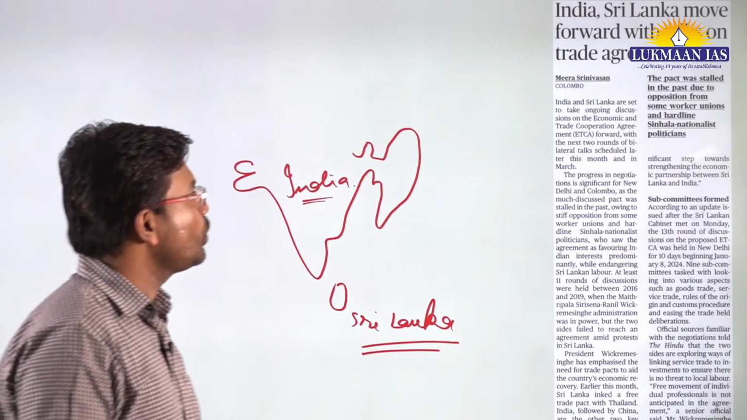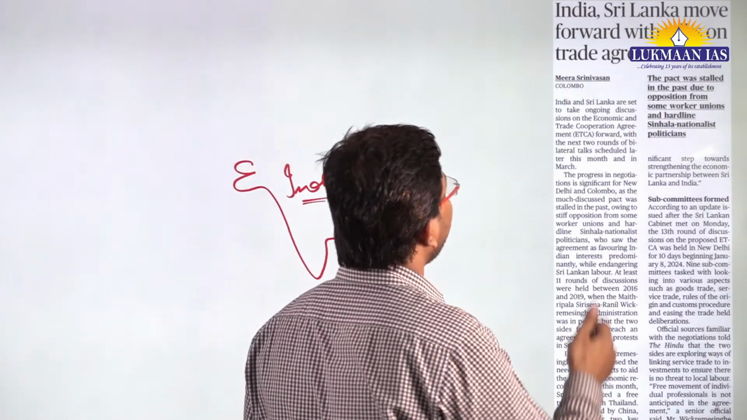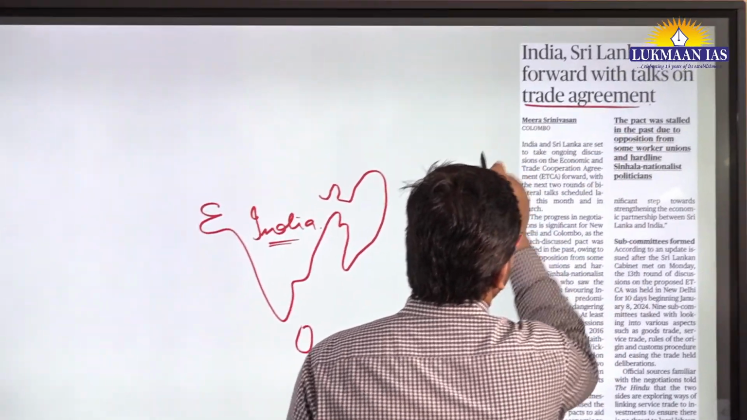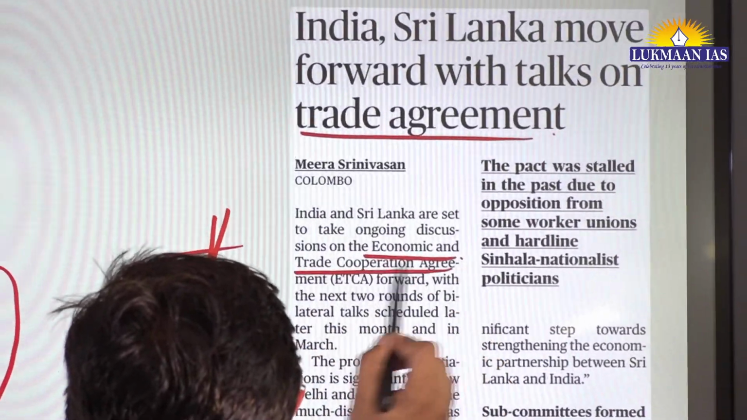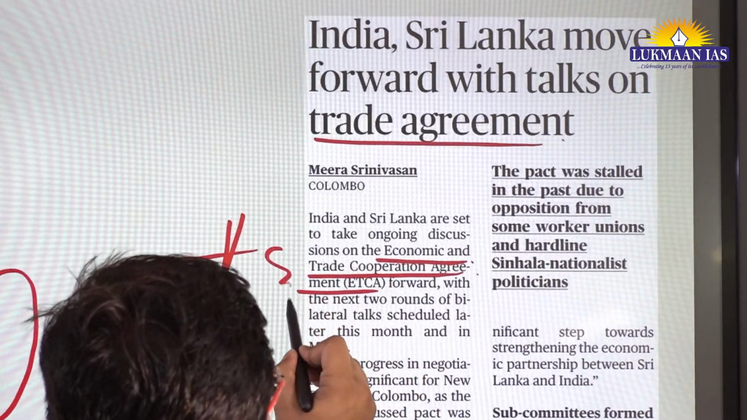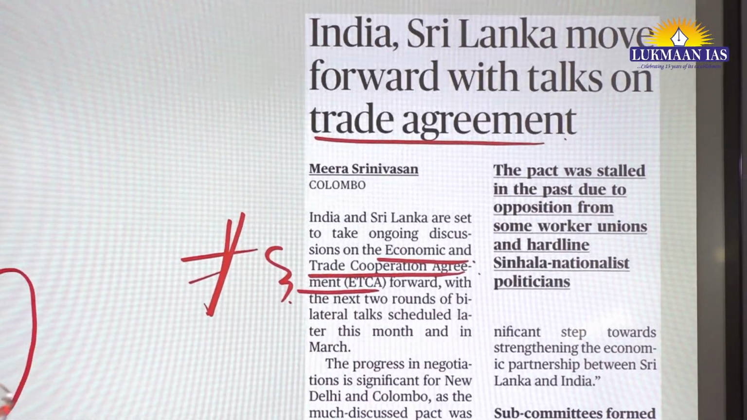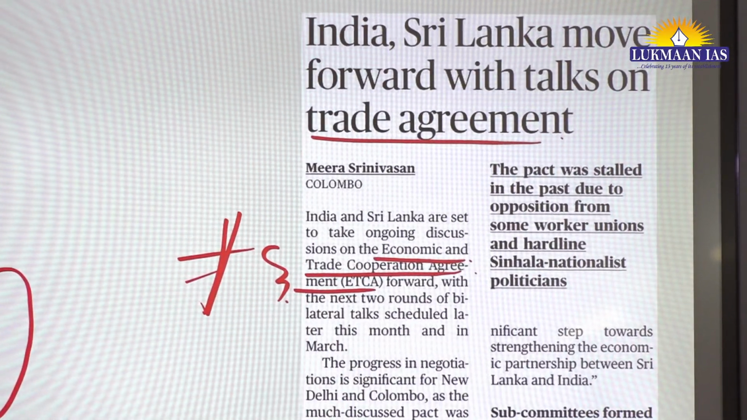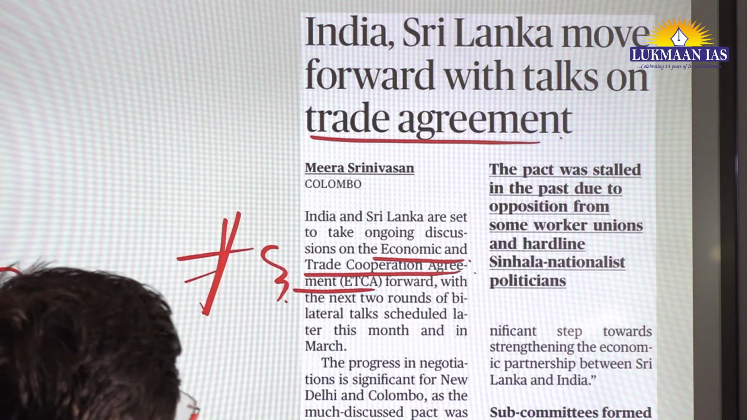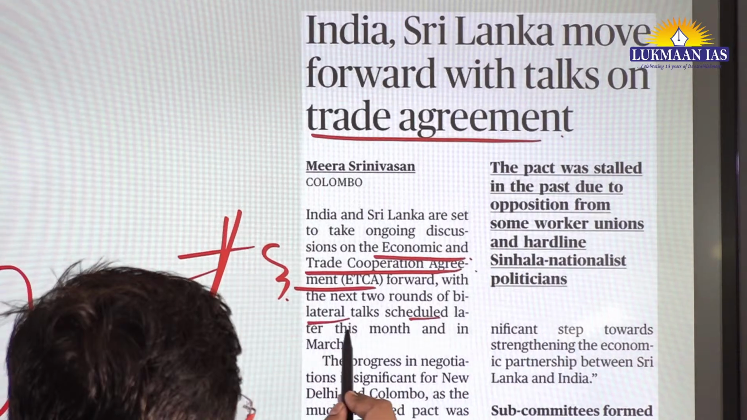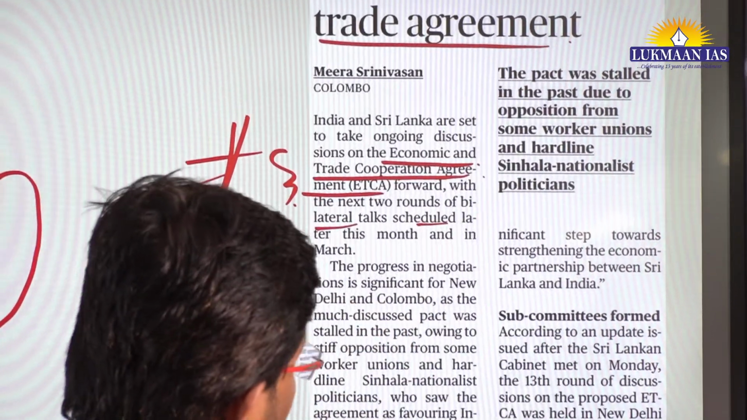So now these two countries have moved forward with trade agreements. And what is the name of the trade agreement? It is known as the Economic and Trade Cooperation Agreement. Okay, so they are going to start discussion on the Economic and Trade Cooperation Agreement. And there are 2 rounds of bilateral talks scheduled later this month. Okay, so they are going to discuss it.